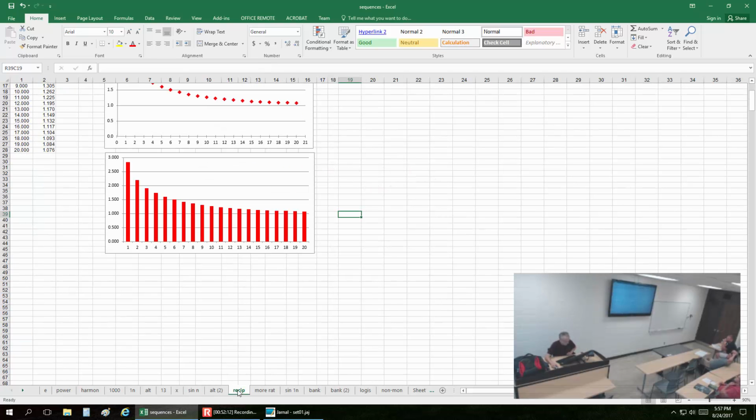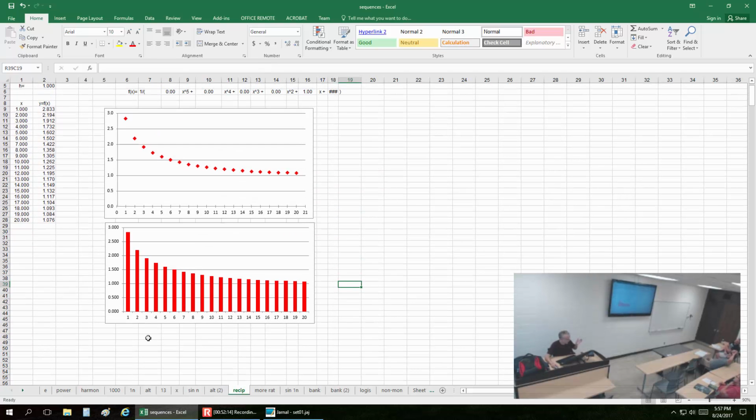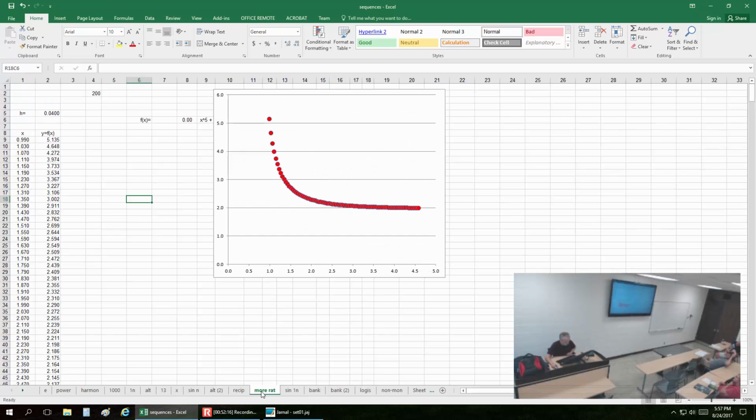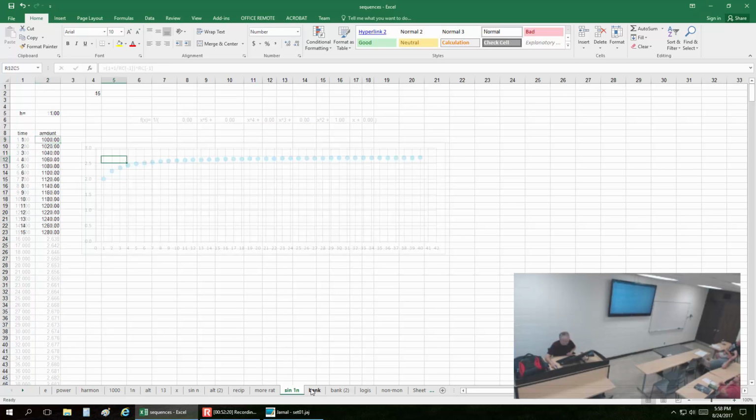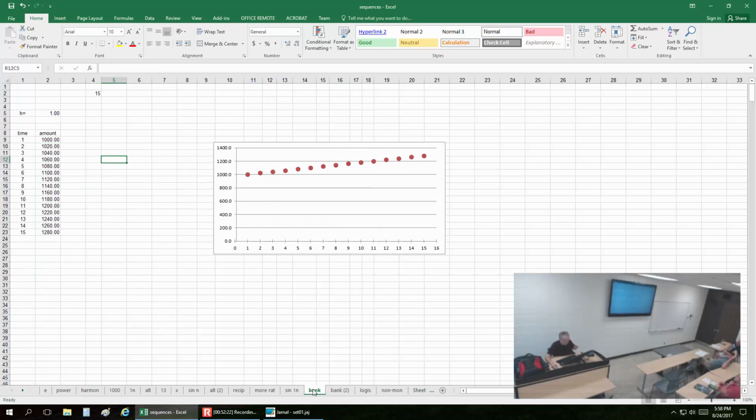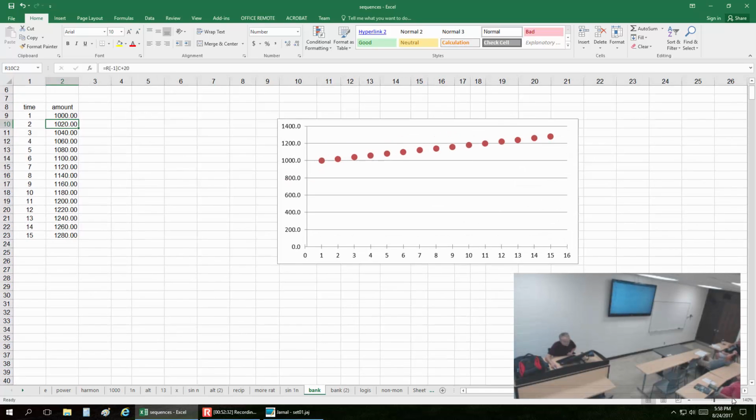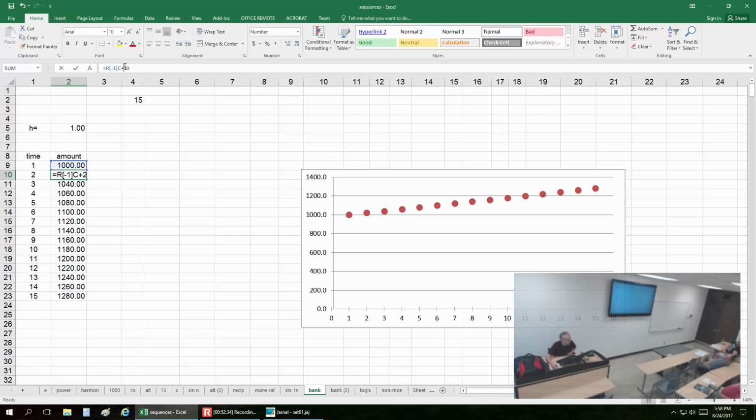Okay, so these are the reciprocals. 1 over n. That's simple. This is sine 1 over n. Okay, so this is the bank growth. Arithmetic progression. So you start with 1,000. This one is defined recursively. We increase the size a little, and you can see the formula.